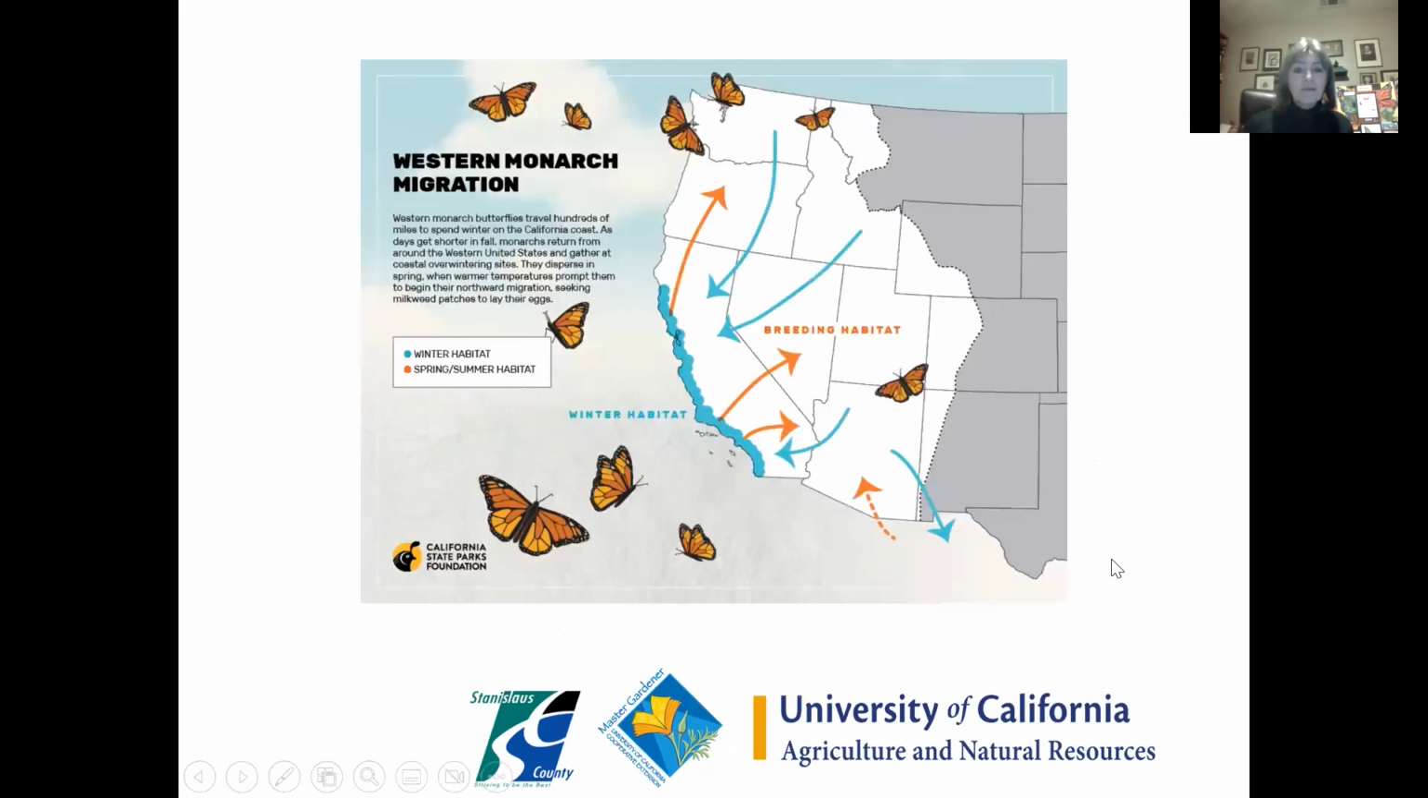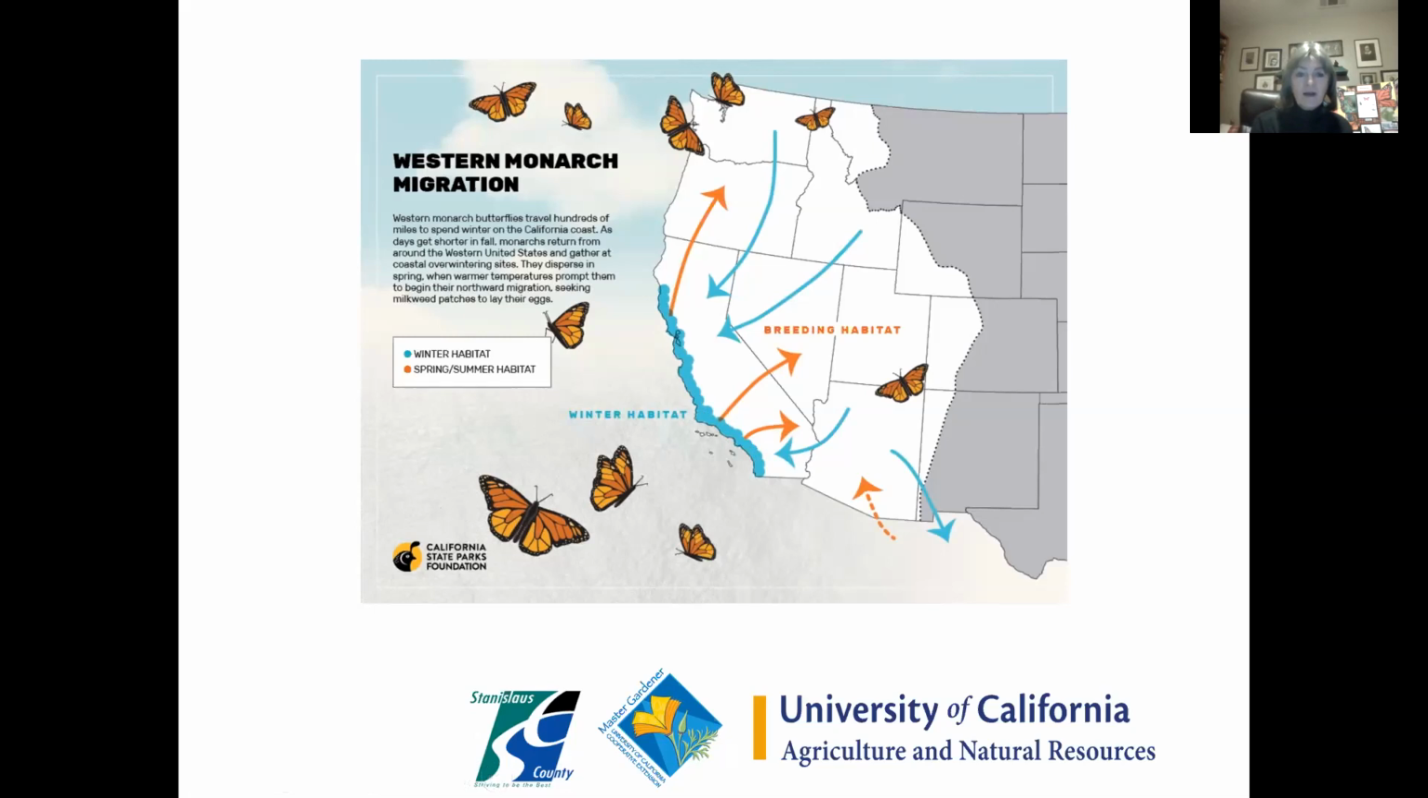Here's another map. So you can see that there's quite a number of sites along our coast where there's habitat enough for them to overwinter. And so we're lucky that we don't live too far from some of those sites that we could go visit. I don't know if you know, there are some northern sites even near San Francisco, but not too many butterflies go there.